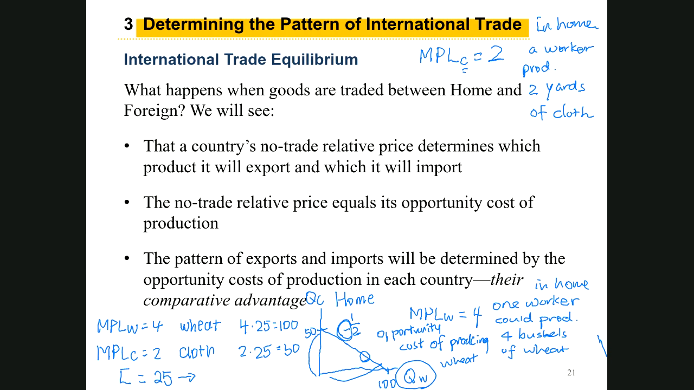This is the production. And then if I have the utility, the indifference curve like this, I could pin down the production point and the consumption point under no trade, right? Under the no trade system, the autarky system, consumption is always equal to production for both countries.